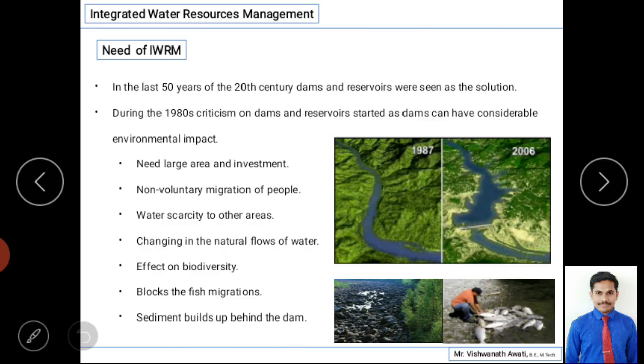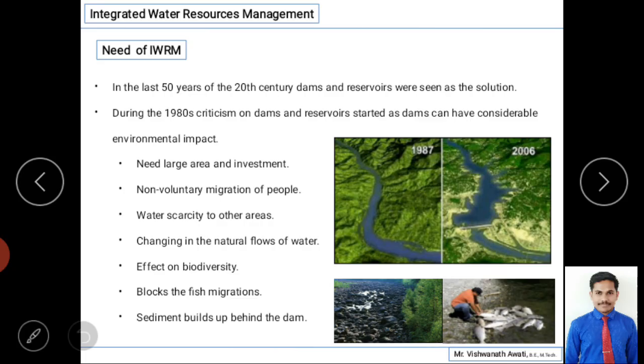Then some species, like fish, are migratory fish, right? Based on the climatic condition and the temperature, they migrate from one place to another. When there is no barrier, they can move easily from one place to another. When we create a barrier like a dam, it affects the migration, and finally it causes the death of the fish.